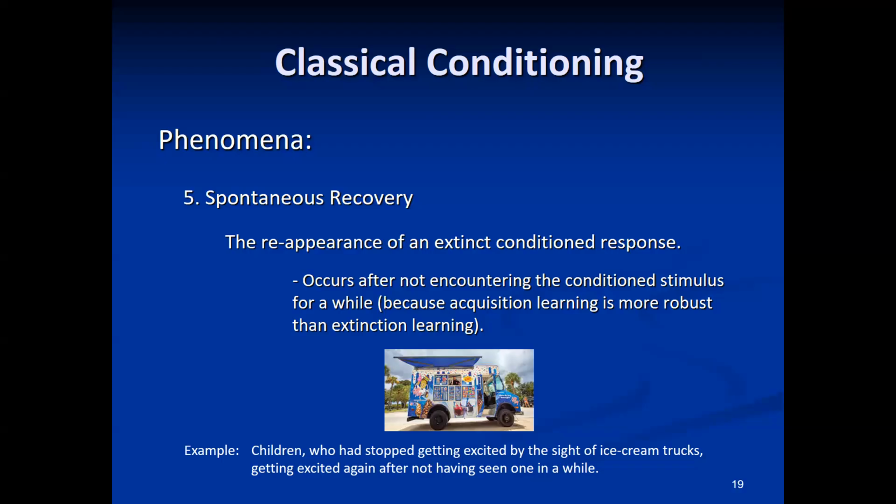Learning that two things are associated is thought to lay down stronger memory traces than learning that two things are not associated. Hence, extinction learning fades more rapidly than acquisition learning. This means that over the passage of time, the extinction learning becomes less and less able to counteract the acquisition learning.